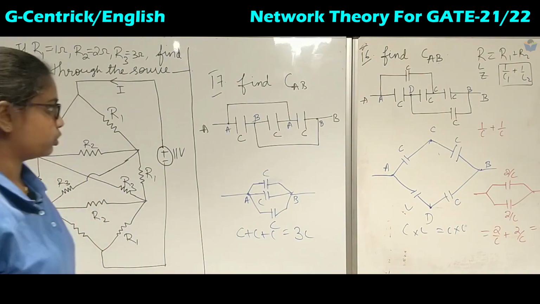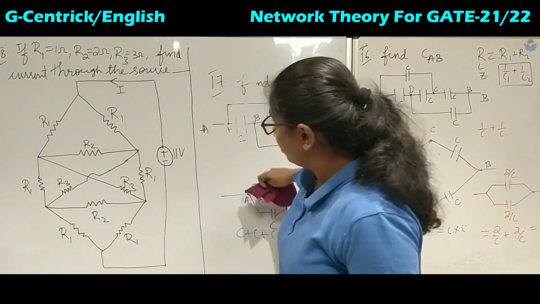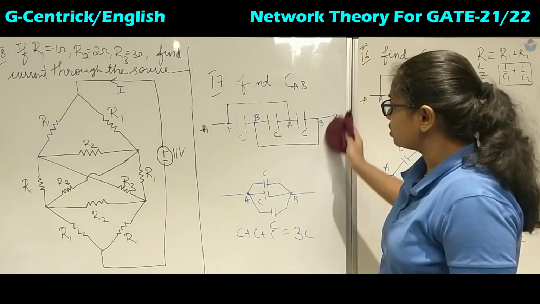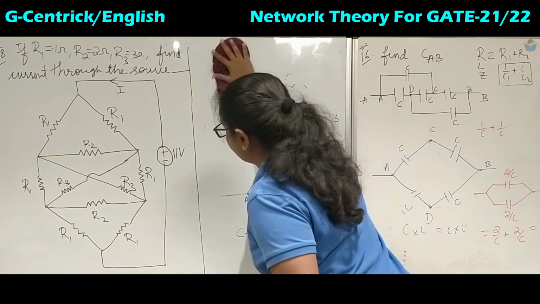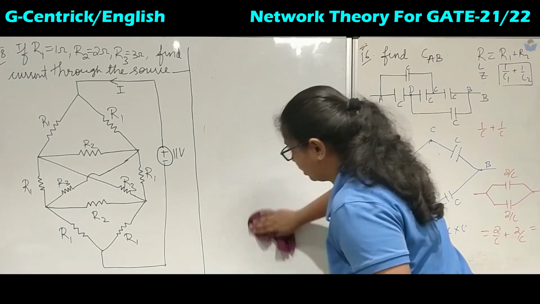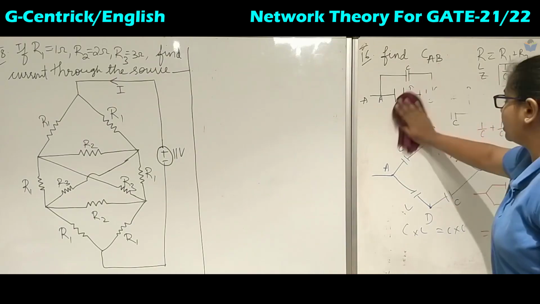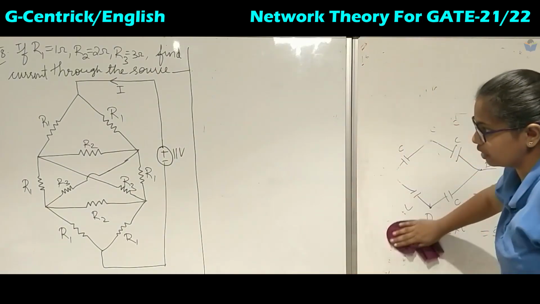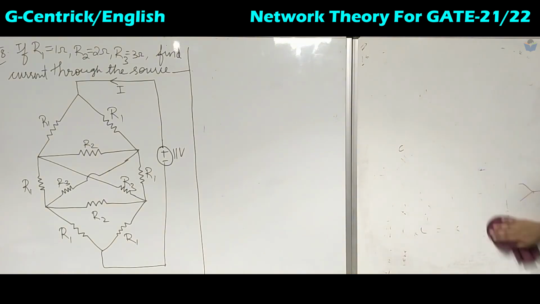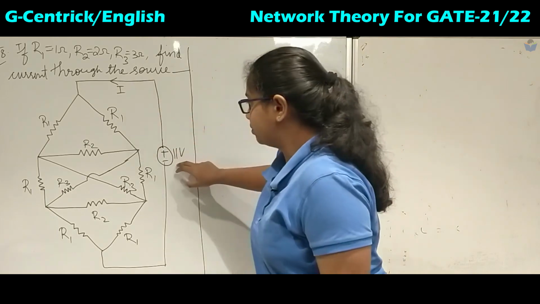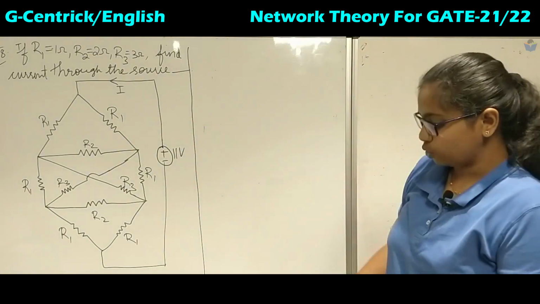Coming to the 18th question, they have asked us to find the current through the source. We need to find the current across this 11 volt source. If we observe the circuit, they have given the values of R1, R2, R3. All the R1 values are outside, there are 2 resistors of R2 and 2 resistors of R3. They have asked us to calculate the value of the current flowing through that source.